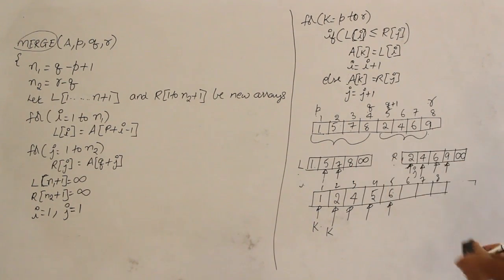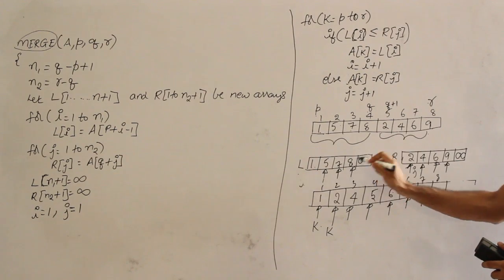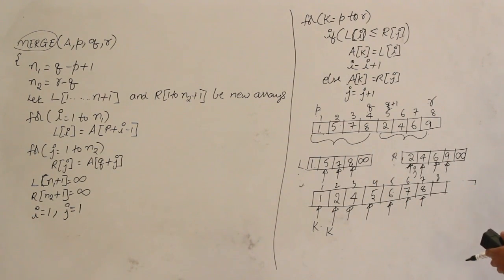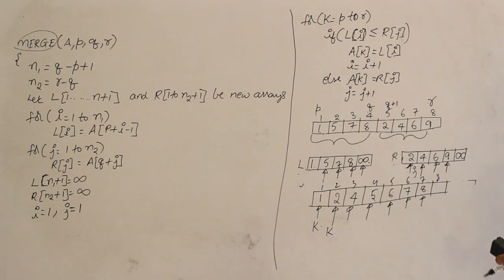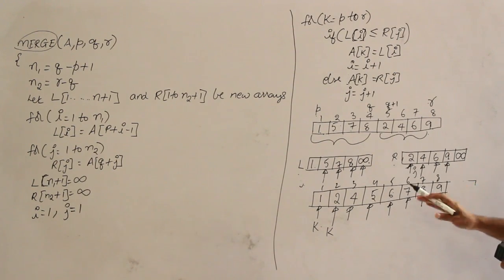Then 7 and 9 are compared. Which is less? 7 is lesser. Write 7 here and you increment it. Then 8 and 9 are compared. Which is lesser? 8 is lesser. Write 8 here and then you increment it. Now infinity and 9 are compared. Which is lesser? 9 is lesser. Write it here and stop.